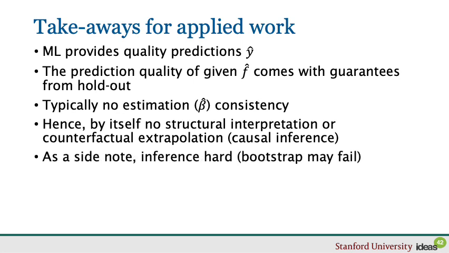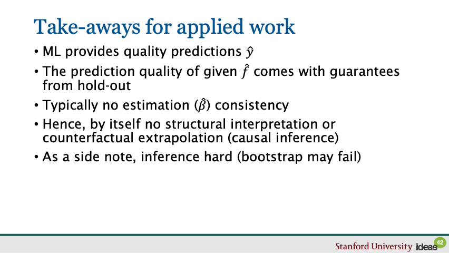As a side note, it is also very hard to do inference on this f hat because many of the machine learning methods are very complex. They use data-driven tuning, so it's very hard to use tools like the bootstrap, and the bootstrap may typically fail. So simply saying, well, couldn't I just have bootstrapped this and seen that the lasso is unstable? It's not that easy because the lasso doesn't typically fulfill the kind of conditions under which we know that the bootstrap works.